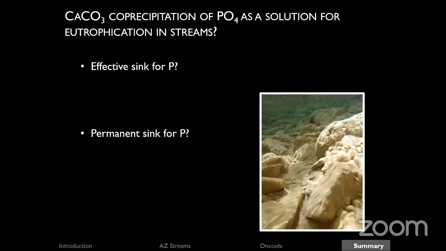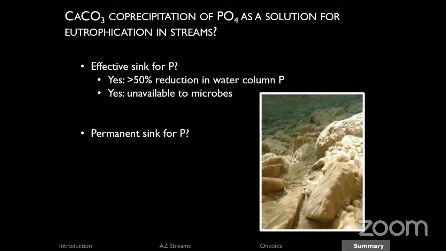So going back to my bigger question: can we make calcium carbonate deposition happen in every ecosystem and be an effective sink for phosphorus? Well, yes, kind of, in at least these systems that seem to work well. Is it a permanent sink for phosphorus? My experiments were short term, so I can't really answer that question yet.